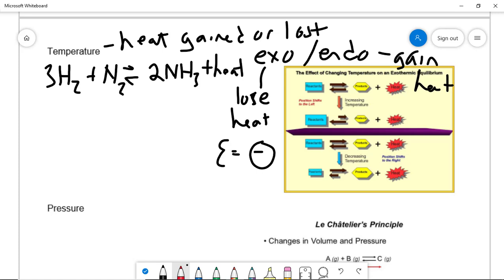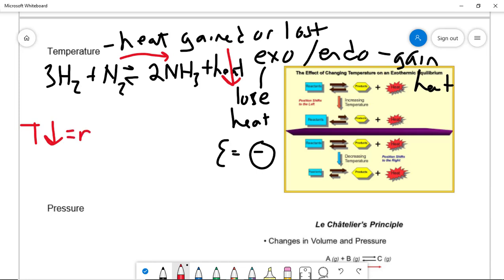Now, you treat it just like you would if heat were some type of quantity that would be moles, just like what we did previously. So let's say that the temperature goes down. Well, if the temperature goes down, we lose heat, right? So equilibrium is going to shift to the right to compensate for that loss of heat. Okay?